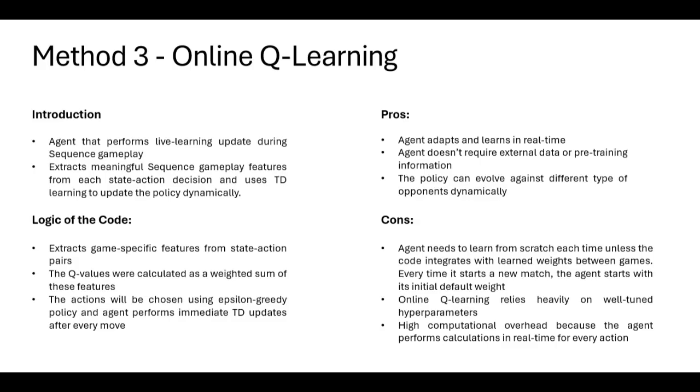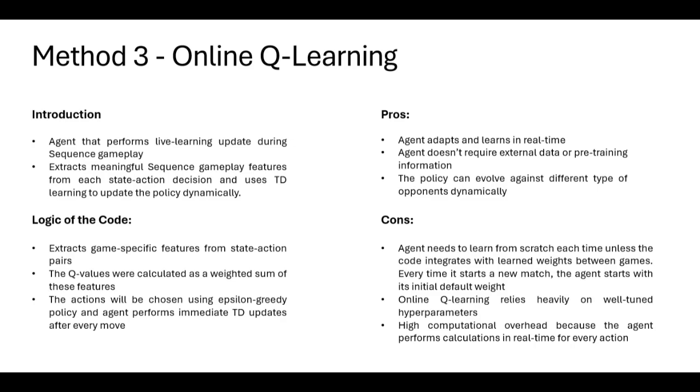And here is our third method, which is the online Q learning. Essentially, the online Q learning agent learns while playing. After every move, it evaluates the outcome and updates its weights using temporal difference learning. The decision making is powered by over 20 features like adjacency, threats, hotspots, and many more. This makes the agent highly adaptive and able to improve in real time.